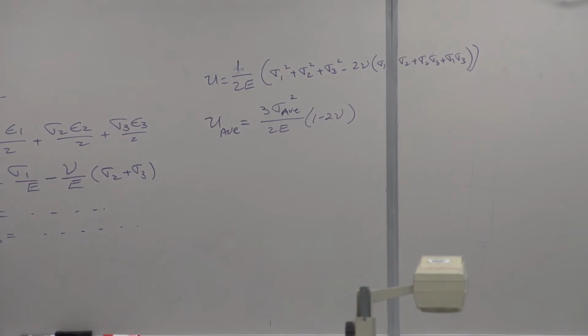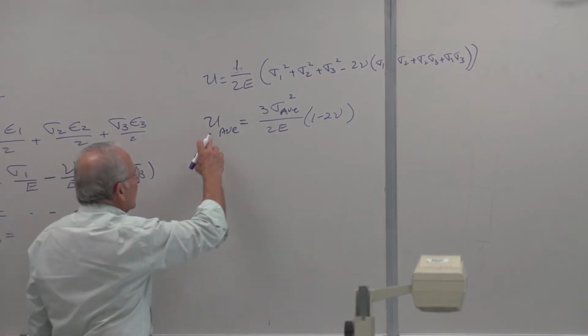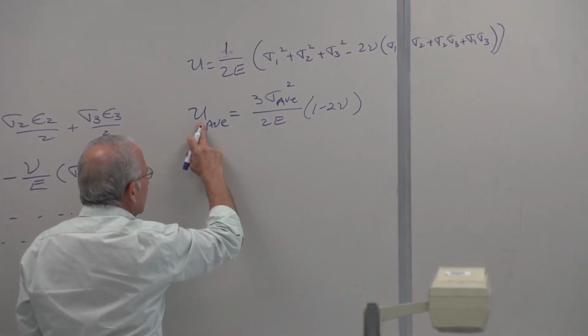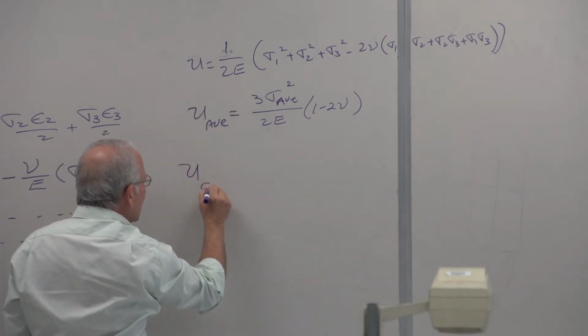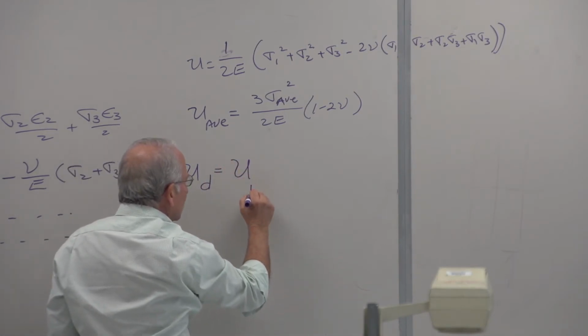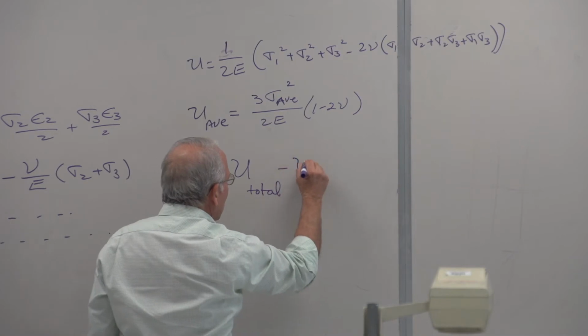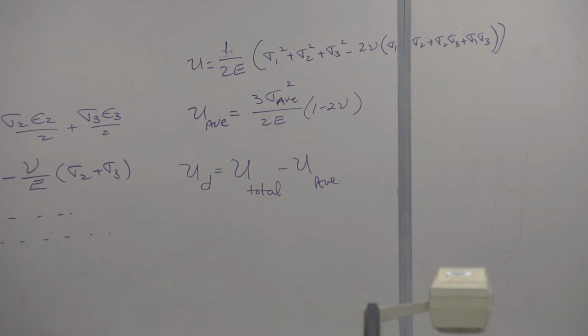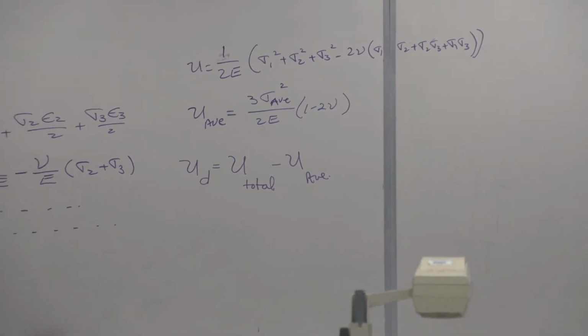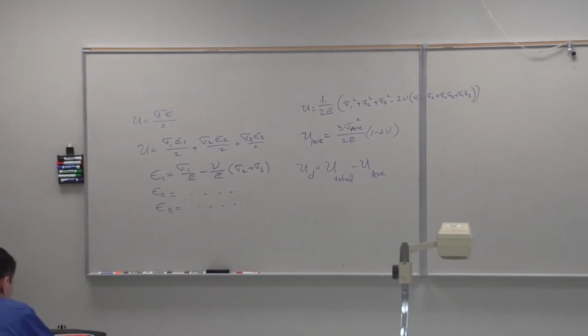And then we subtract the strain energy density due to sigma average from the total strain energy. So the distortional strain energy is equal to the total strain energy minus that produced by the average stresses. That will give you the part of the strain energy that is responsible for the distortion or changes of angle or shape of the material. Any questions? So that's what we're going to do.